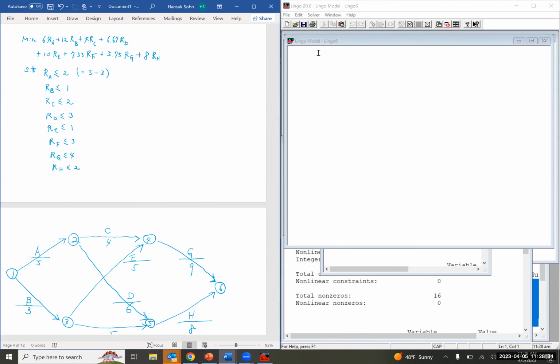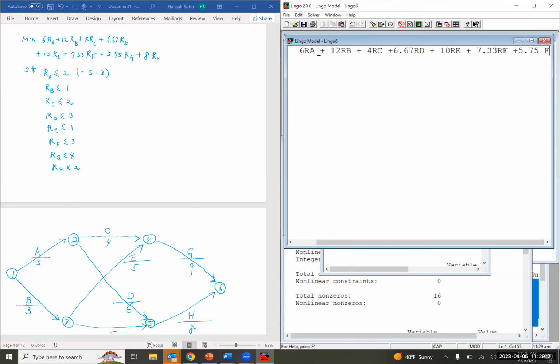Okay. So that's going to be minimize equals 6 times RA plus 12 RB plus 4 RC plus 6.67 RD plus 10 RE plus 7.33 RF plus 5.75 RG, right? And 8 times RH.